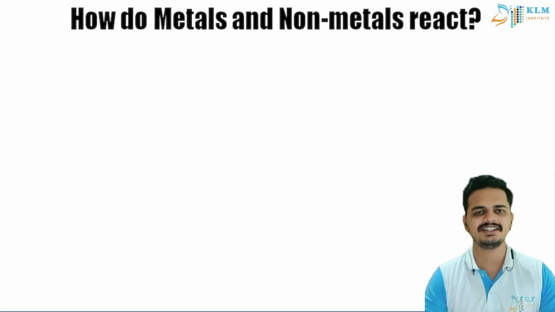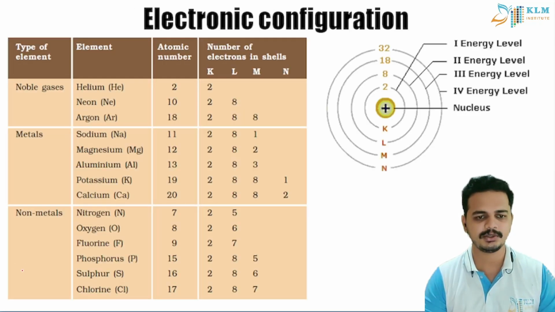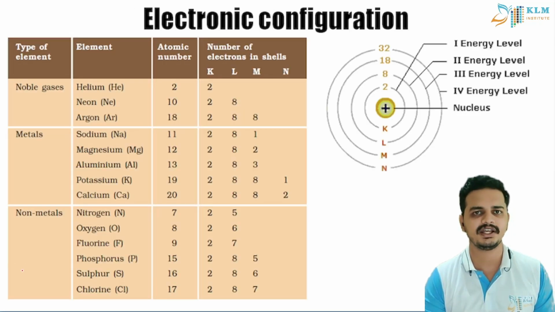So in the previous part, we saw how metals and non-metals react with other objects such as water or acid. So now how do metals and non-metals react with each other? That is the topic of this video. Let's look into it. Before looking into it, we need to understand electronic configuration.